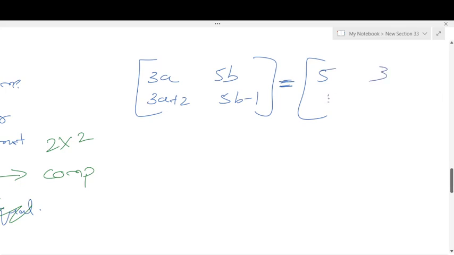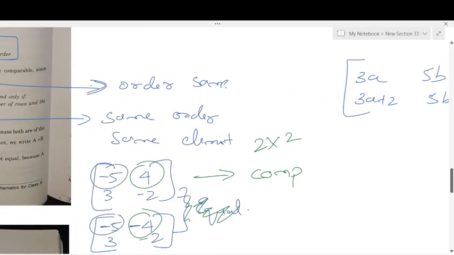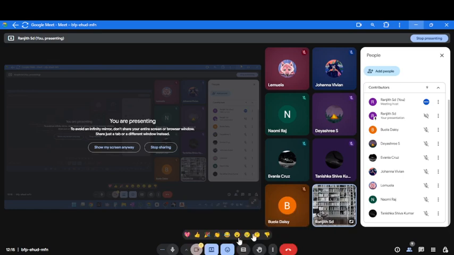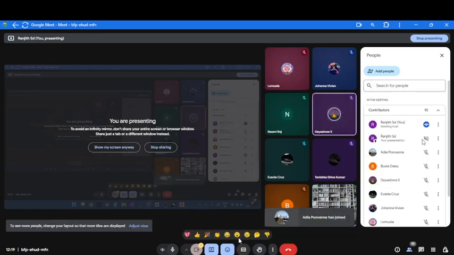5, 3, 1, 2. What did I tell you all, students? What do you mean by equal matrix? Each and every element should be same, right? Yes, each and every element should be same.